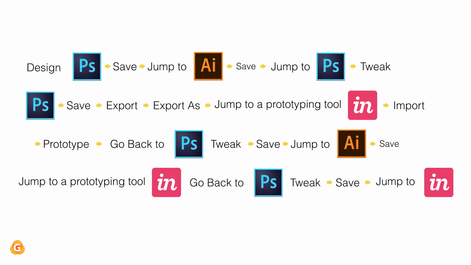If you decide to use Adobe Photoshop and then you would like to prototype it, your flow may look something more or less like this. Designing Photoshop, save, jump to Illustrator, save, jump to Photoshop, tweak, save, export, export as, jump to prototyping tool of your choice. In this case, I'm just going to mention InVision because it's one of the best well-known. Import, prototype, go back to Photoshop, tweak, save, jump to Illustrator, save, jump to prototyping tool of your choice, and the list goes on and on, guys. You can see how this is really time consuming, and going back and forward is not the best option. You really want to try to avoid this so that you can save time and money.